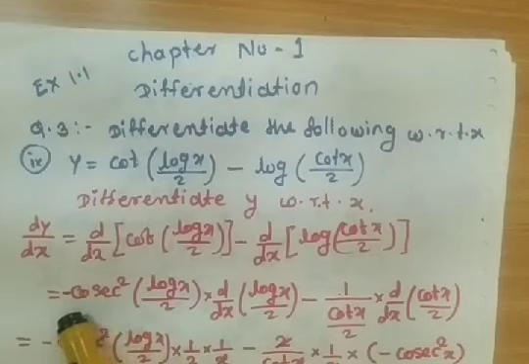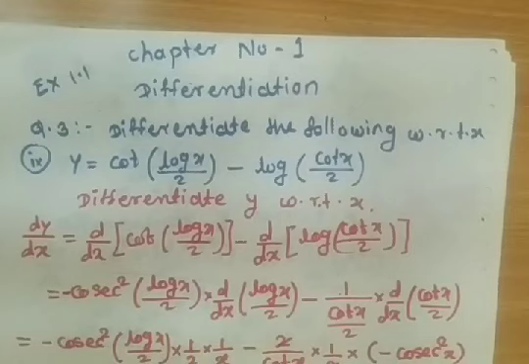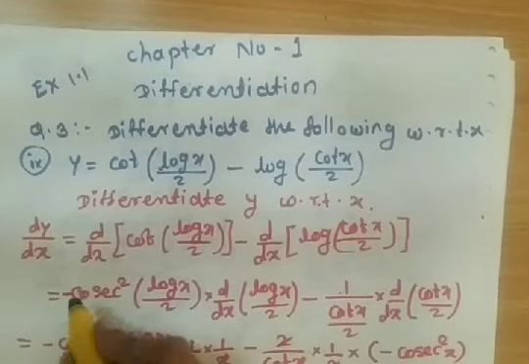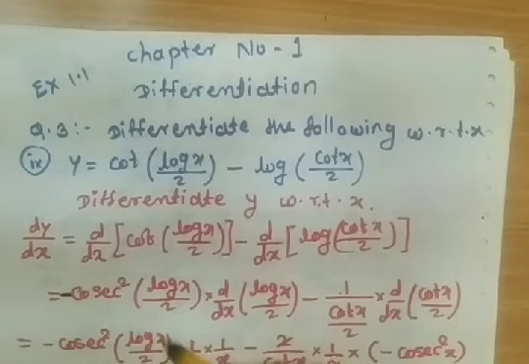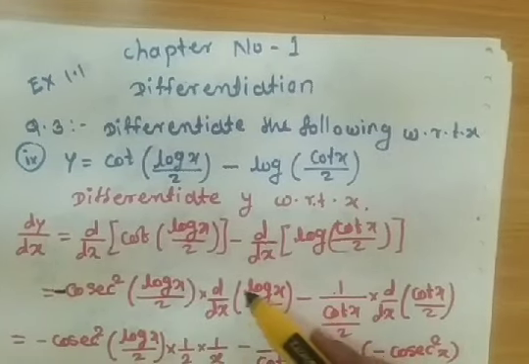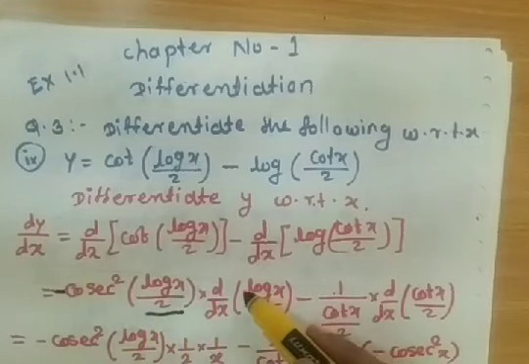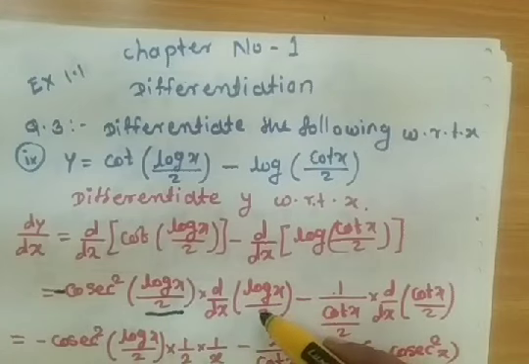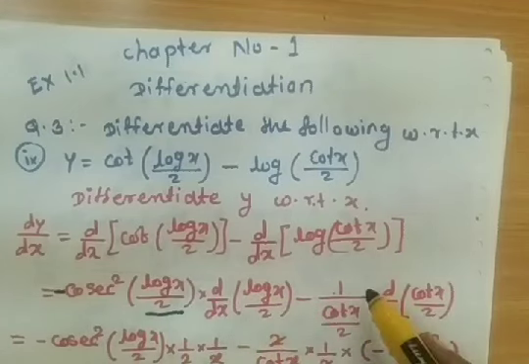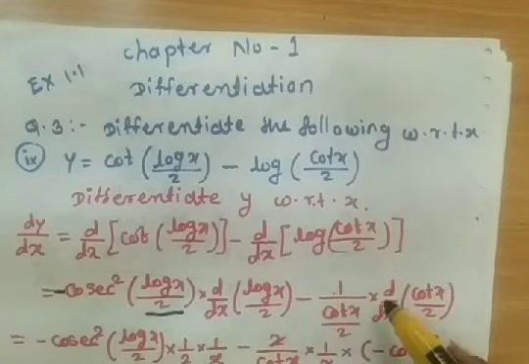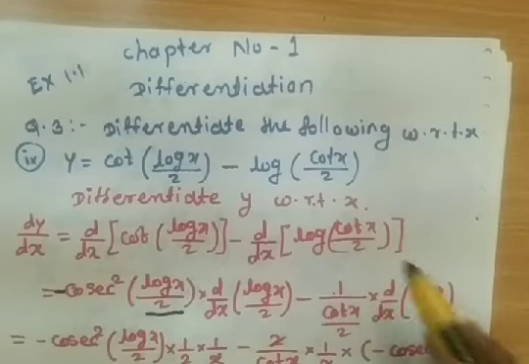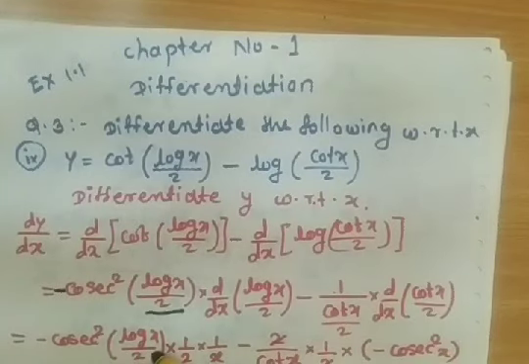Derivative of this cot is minus cosec square of x. This is minus sign, minus of cosec square log of x by 2 into the derivative of the inside function log x by 2. Take the derivative of this log of x by 2, minus 1 upon cot of x divided by 2, and multiply with the derivative of the inside function, that is cot of x by 2.